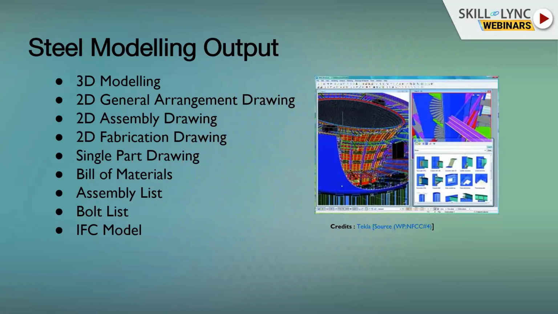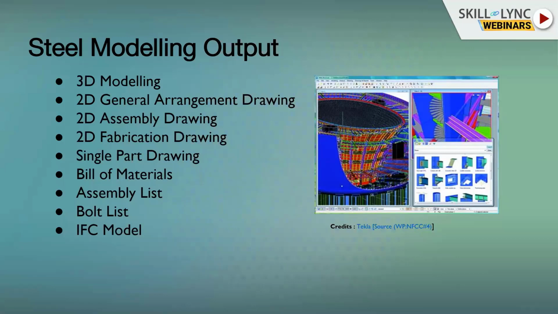Yes, I already said that about 3D modeling. That's why we are creating the 3D BIM model, because we need to do clash checks and other disciplines' checking in our same model. So that's why we get the 3D modeling output, the 2D general arrangement drawing, that means shear drawings, and 2D assembly drawings, 2D fabrication drawings, single part drawings, and bill of materials.